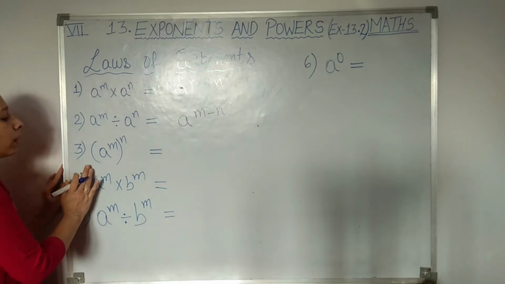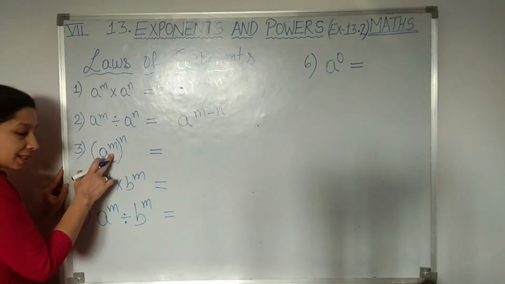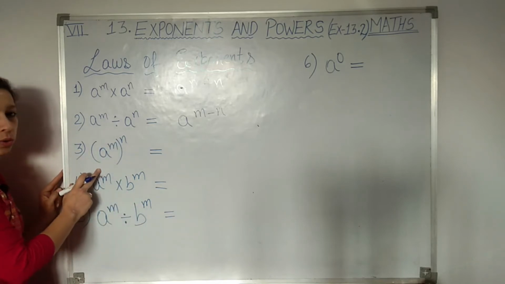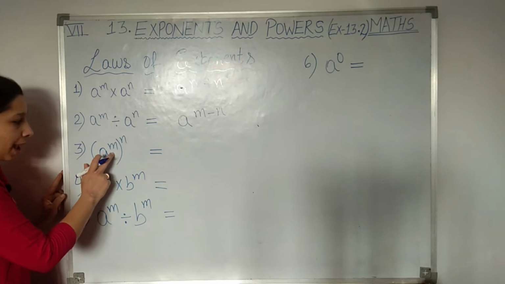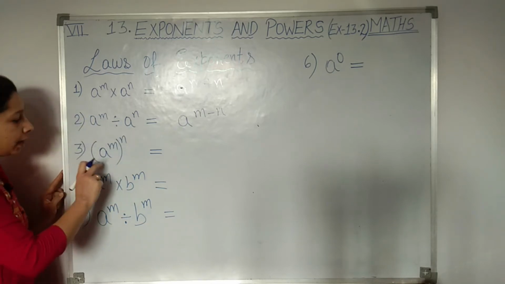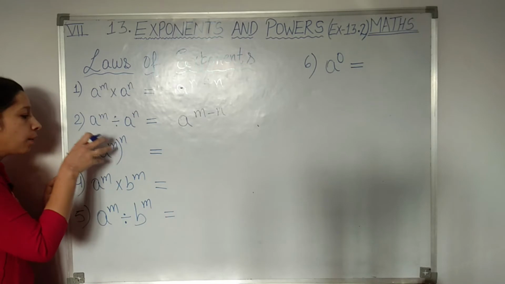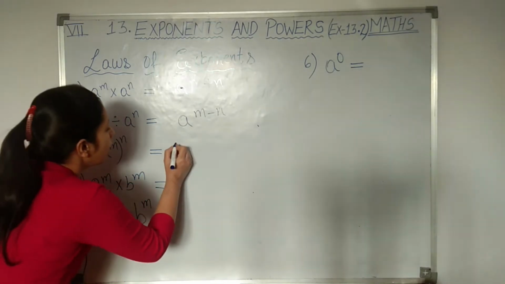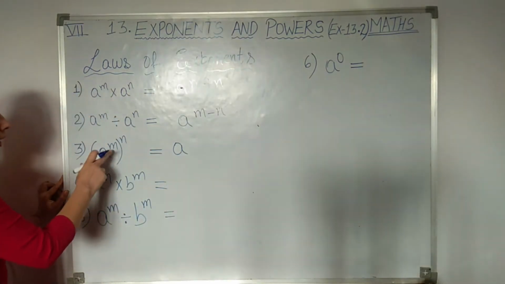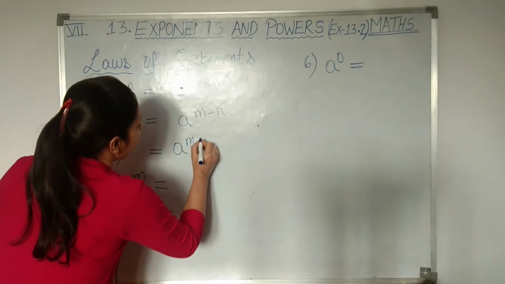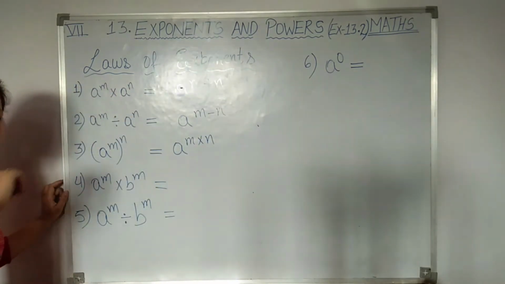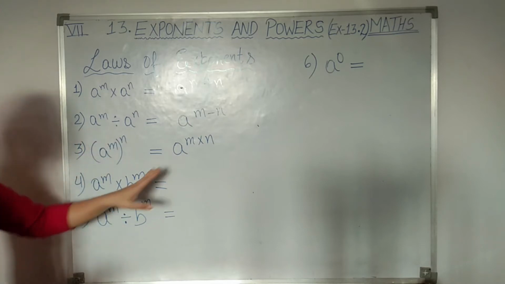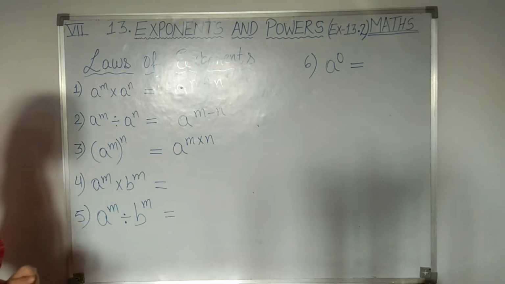Okay, third law. In the third law, we can see a power is written inside the bracket, then one more power is written outside the bracket. How are we going to read it? As a raised to the power m whole raised to n. That means a is with power m and both these are raised to the power n. If such is the condition, students, then again you will take the base and you are going to multiply the powers m into n. Clear students? A raised to the power m whole raised to n, so a raised to m into n.